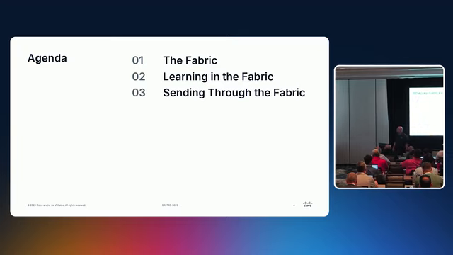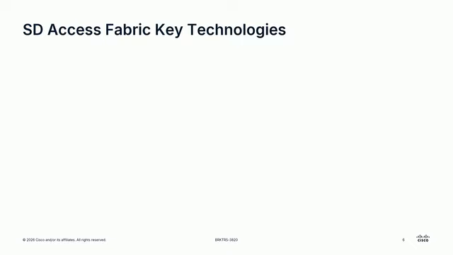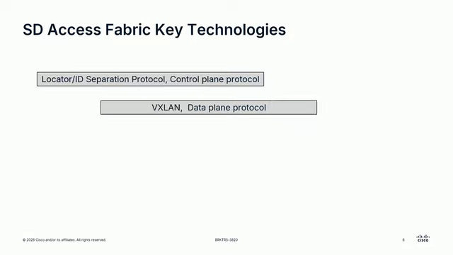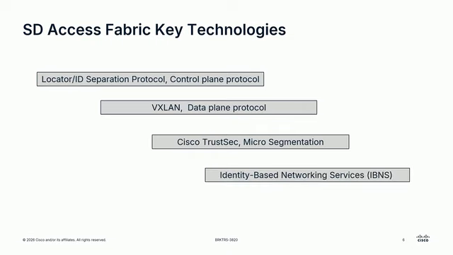So to talk about the fabric, what is the fabric? The fabric itself is not per se a technology, it's more a solution that we designed a couple of years ago. We took a few technologies we already had inside Cisco. We used the LISP control protocol to be able to build the fabric. We used the VXLAN protocol to encapsulate traffic through the fabric. We use Cisco TrustSec to insert micro-segmentation to get a secure fabric. And we use IBNS, that's also already present on the switches, to do authentication so that you could actually get your hosts assigned where you want to have them.